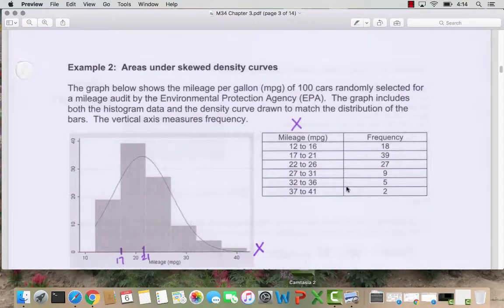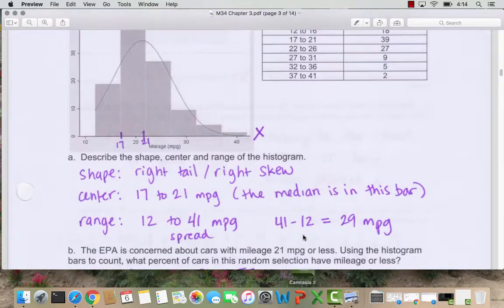Example 2 is giving us now a skew density curve. We still do our calculations in the same way. So this is mileage along the x-axis, so I put a big X up here. And we see they're separated into bins. And then we've got the smooth curve with the right tail drawn over our histogram. So we want to describe the shape, center, and range of this histogram. So the shape is a right tail or a right skew.